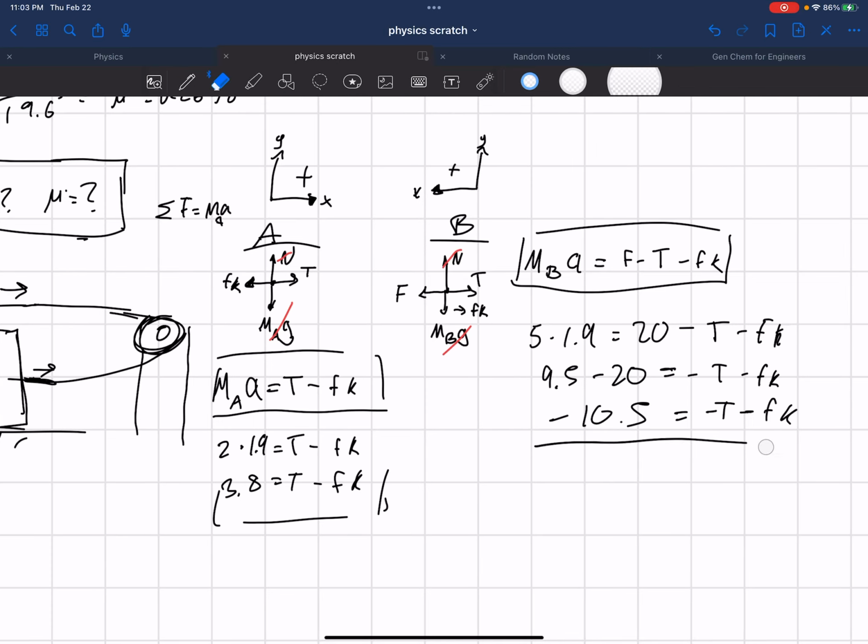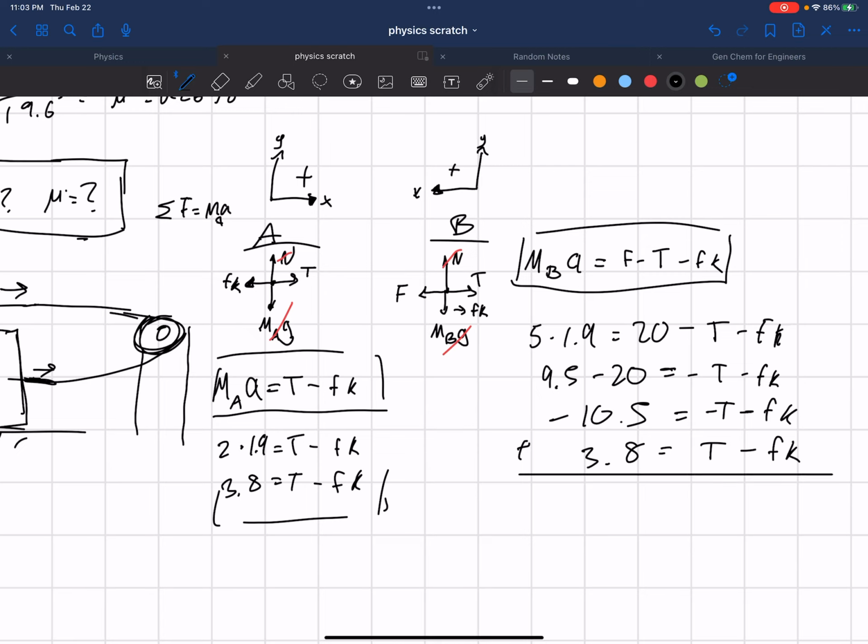We're going to stack them, okay? Stack them. We're going to add them up. So 3.8 is equal to T minus FK. Guys, this is actually working for the first time.